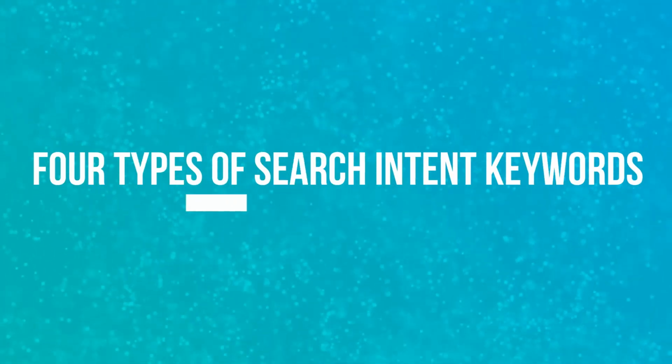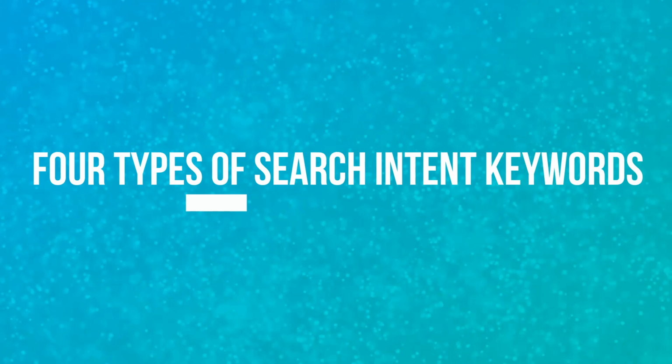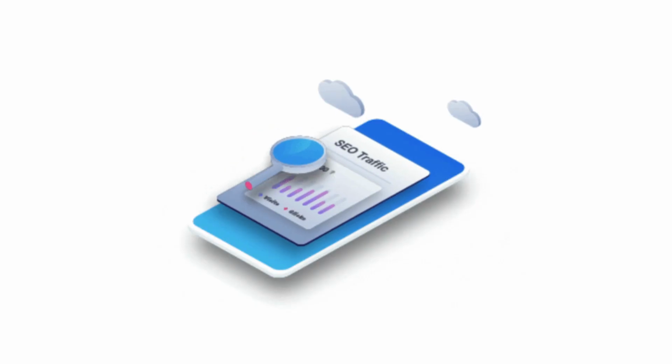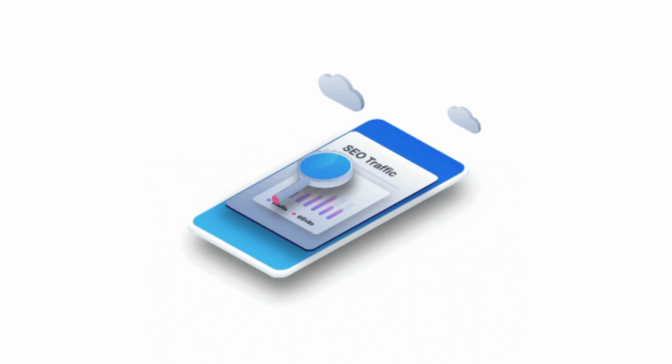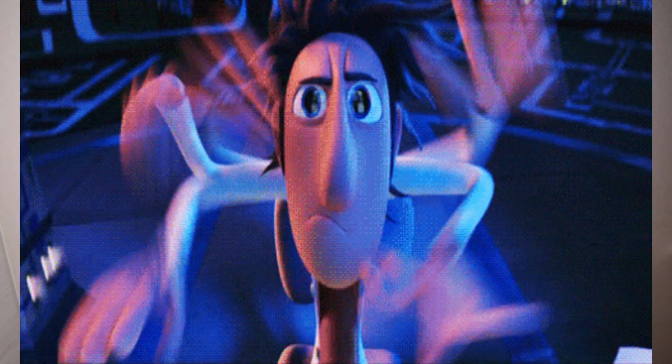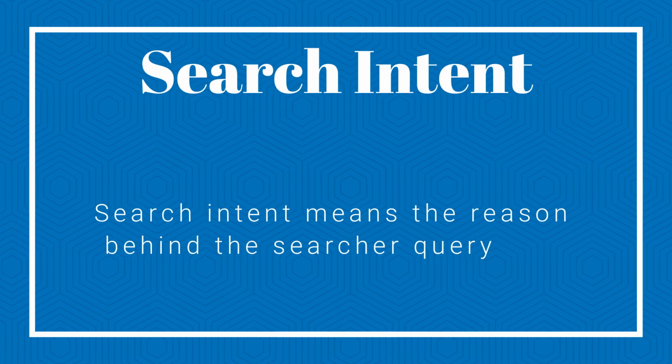And before I jump into how to identify informational keywords, first you need to understand the 4 types of search intent keywords. Informational keywords are a type of search intent keyword used by SEOs to understand the user's intent behind their search queries, so they can create helpful content that aligns with their needs. Search intent means the reason behind the search query. With that, here are all 4 types of search intent keywords.